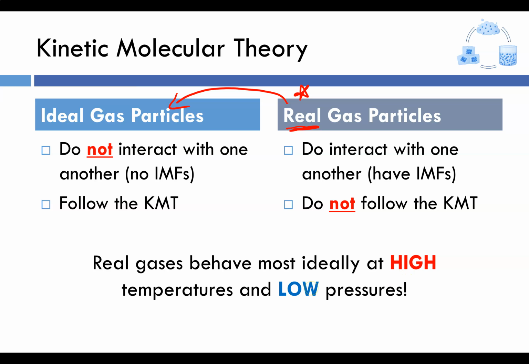Think about what's happening under high temperature and low pressure. We've got tons and tons of space for the gas particles to move around, and they're doing so at a very, very rapid speed. Under those conditions, it's going to be super difficult for them to interact with each other. So it's going to be hard for them to establish that attractive force. And they're going to be more likely, since they don't interact, to follow the KMT. So any gas can behave more ideally if we crank up the temperature, high temperature, and we decrease the pressure, really low pressures.